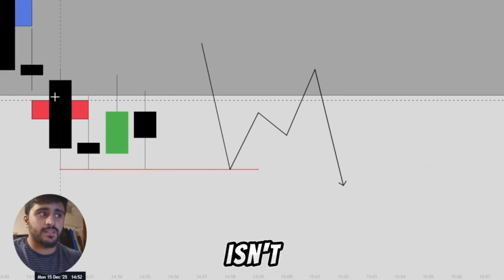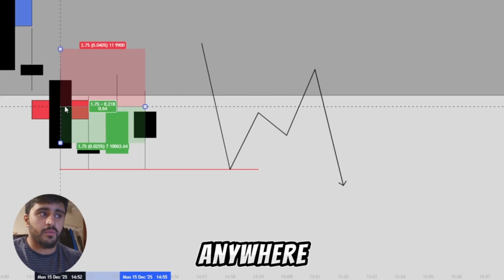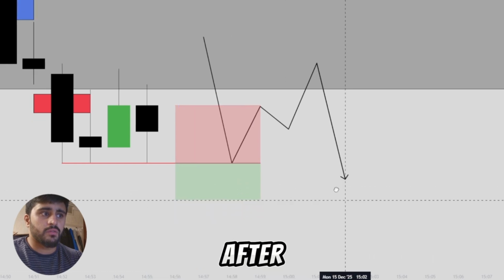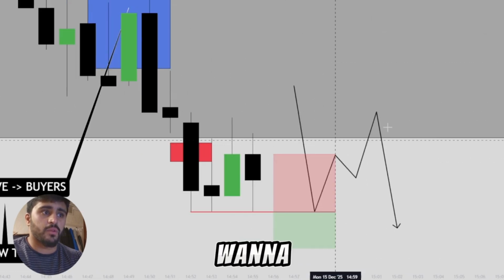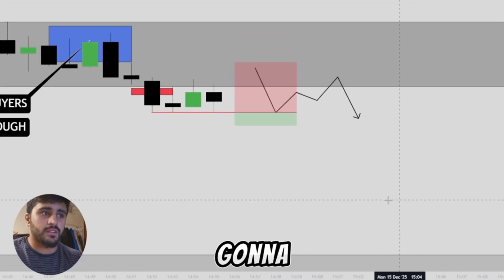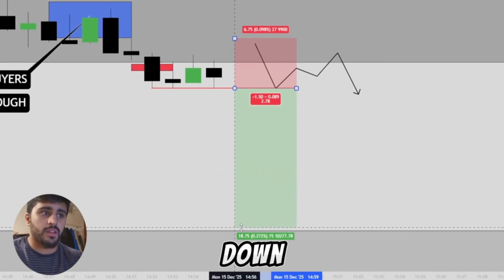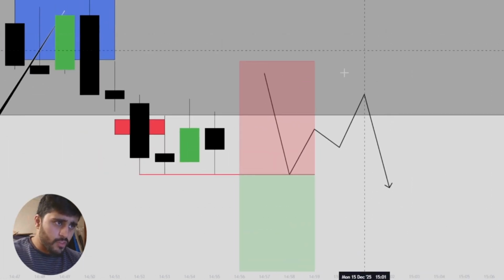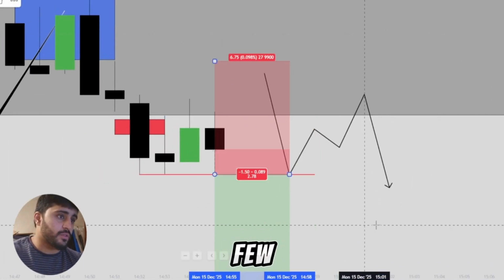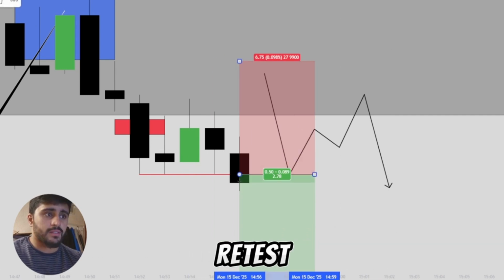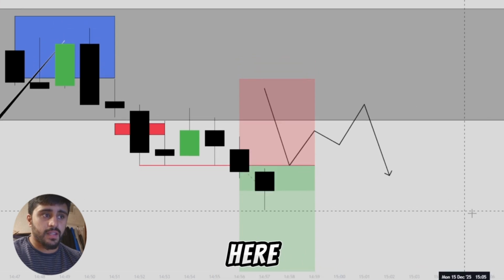So my short isn't here, right? Or here or anywhere. My short is actually here, after we retest the zone. Again, I'm going to have my stop loss somewhere above these wicks, and I'm just going to target the next local zone, which is down here, right? But let's now break down the retest. The retest is going to be these few candles over here, right? So we have break, we have retest, and I would look to enter here, right?